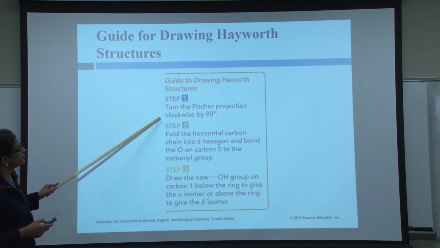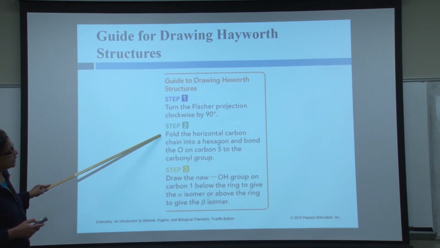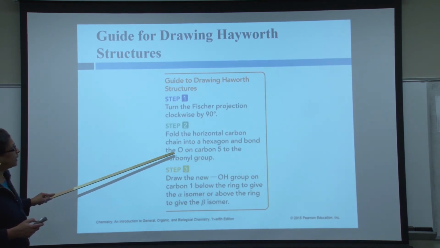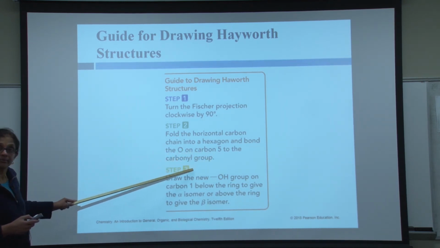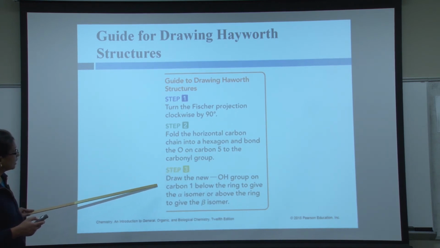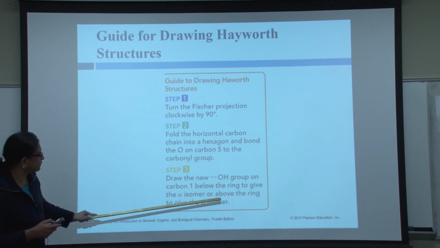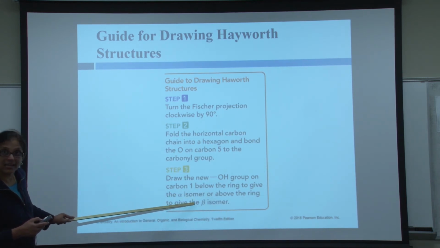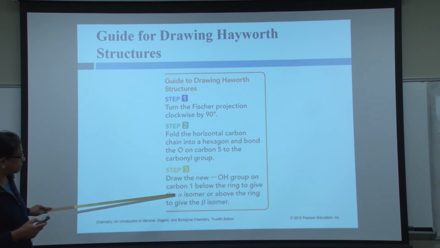Guide: turn the Fischer projection clockwise by 90 degrees. Fold the horizontal carbon chain into a hexagon and bond the oxygen on carbon 5 to the carbonyl group. Draw the new OH group on carbon 1 below the ring to give the alpha isomer, or above the ring to give the beta isomer. So alpha, beta isomer. So let us see.